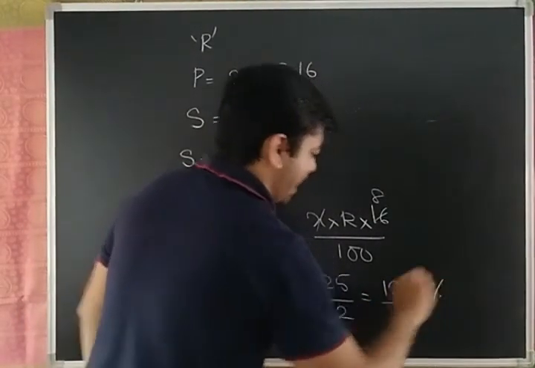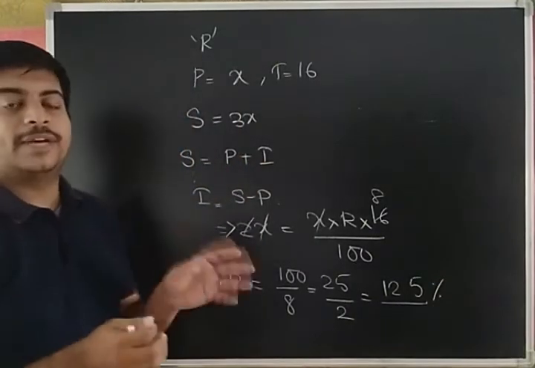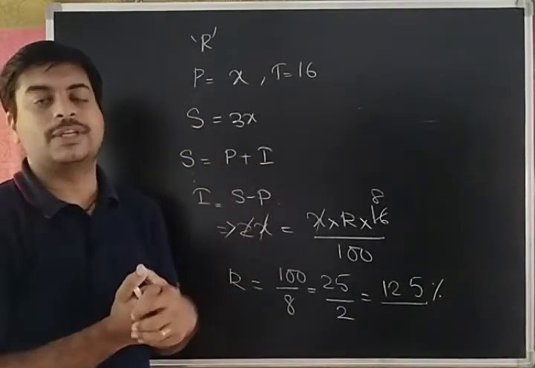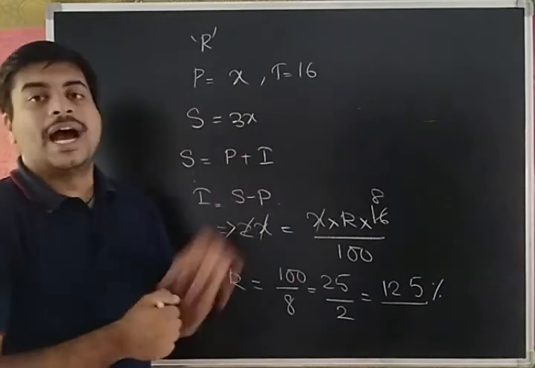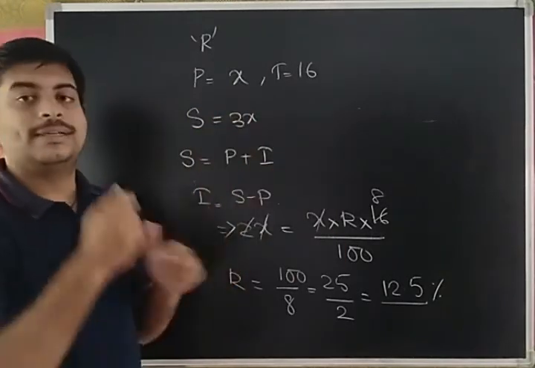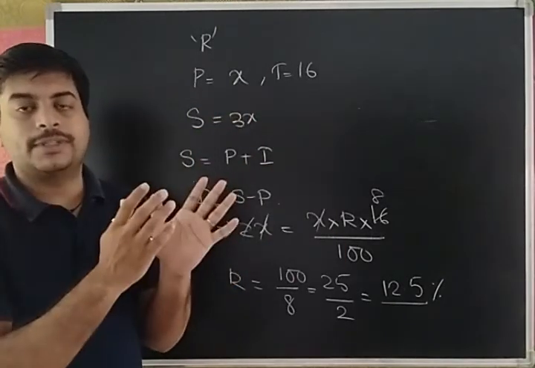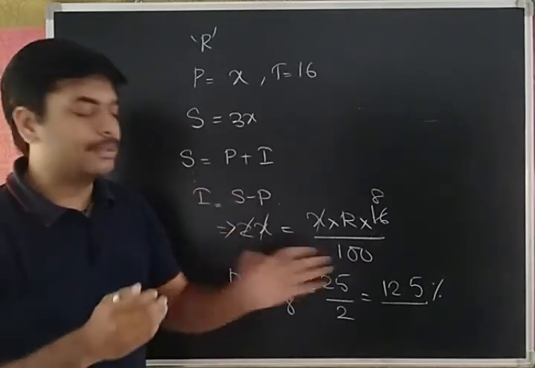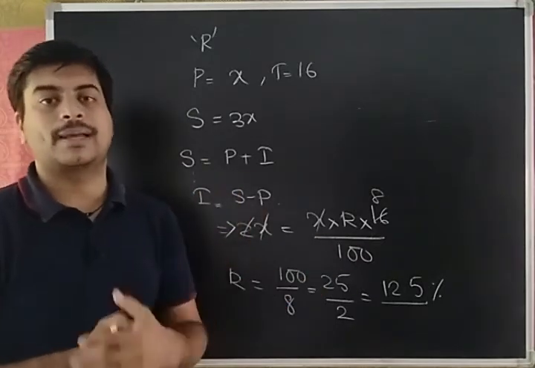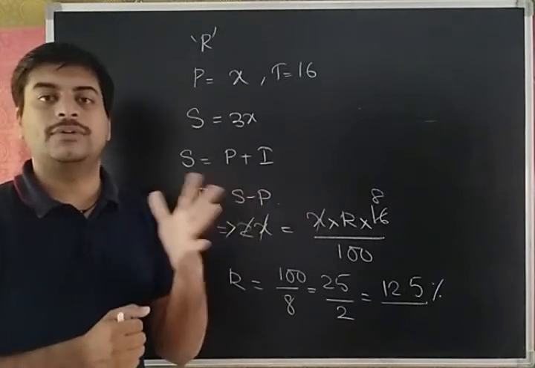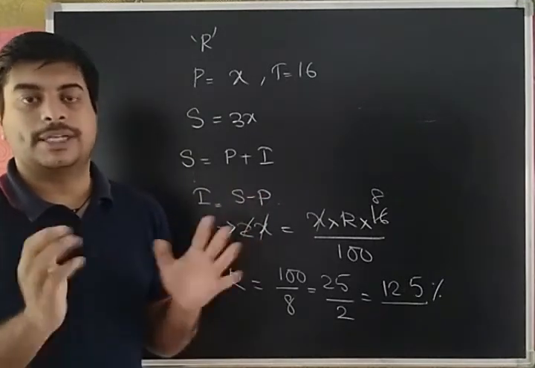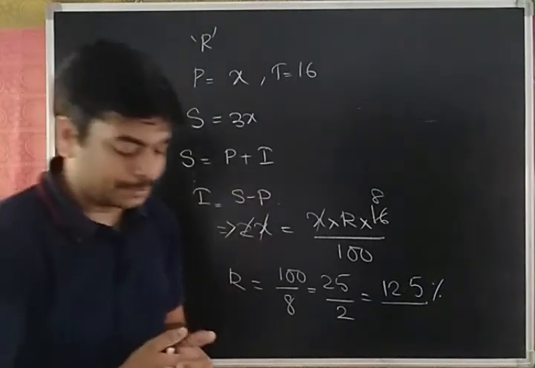So if any bank is giving 12.5% interest back to us when you are depositing some money, after 16 years it will be tripled. If you have 100 rupees, after 16 years at that percent of interest, you will get 300 back. 1 lakh, 3 lakhs. 1 crore, you will get 3 crores back. Correct. Let us go for one more question.